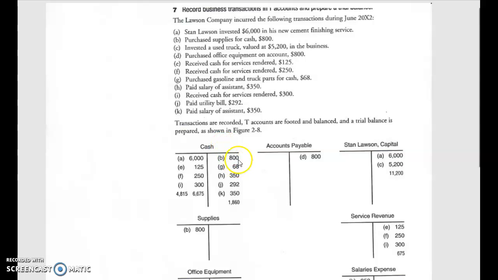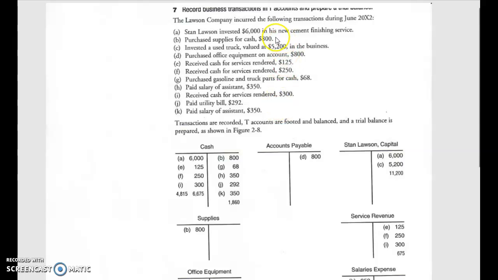Guys, welcome to accounting. Today we are going to talk about preparing T accounts again, and we're also going to look at something called a trial balance. Now I have taken some transactions here that we have been working on before, and I wanted to show you we're going to be preparing the T accounts for them.